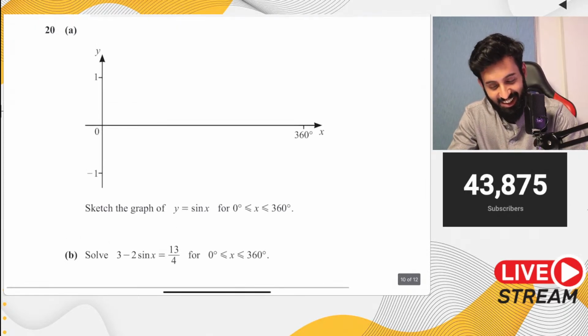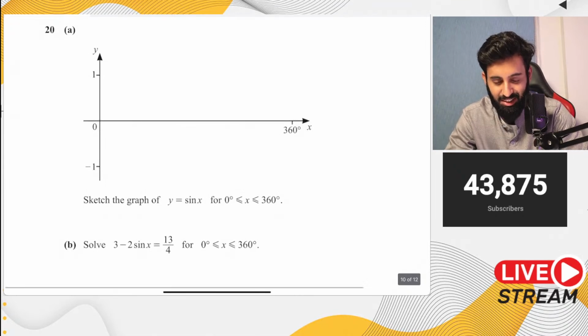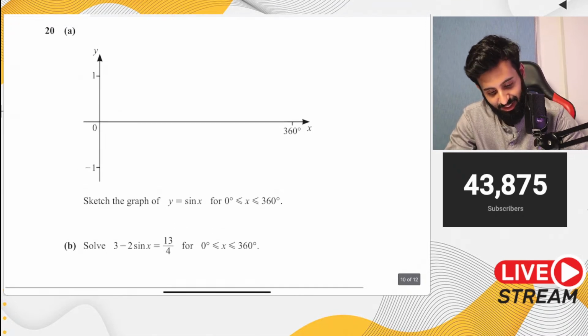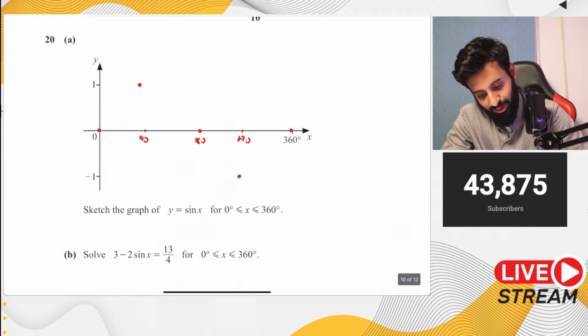Okay. Anyway, so for the second part, 187.8, 367.8. Okay, y equals sine x. So here we have 180. This is going to be 90. This is going to be 270. 0 per 0, 90 per 1, 180 per 0, 270 per minus 1, 360 per 0. So that's it. Easy.